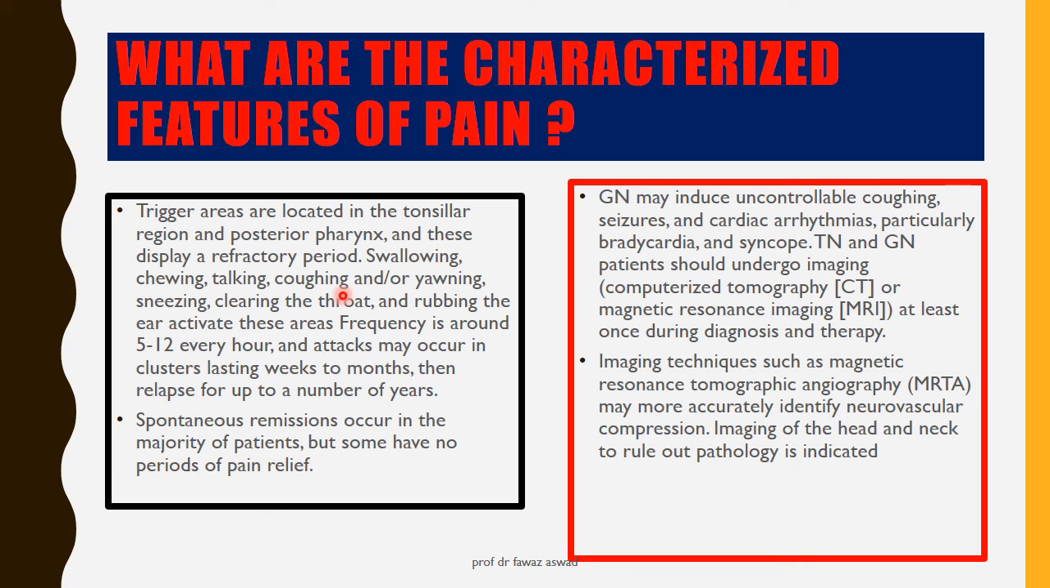Glossopharyngeal neuralgia may induce uncontrollable coughing, seizures, and cardiac arrhythmia. Look, these patients may complain of seizure attacks, and sometimes during investigation, heart problems. That is to say, the patient complains of bradycardia and syncope. And here we have to investigate the patient with CT and MRI also. The MRI is very important, and angiography is the most characteristic, and here we can identify that there is a neurovascular compression.